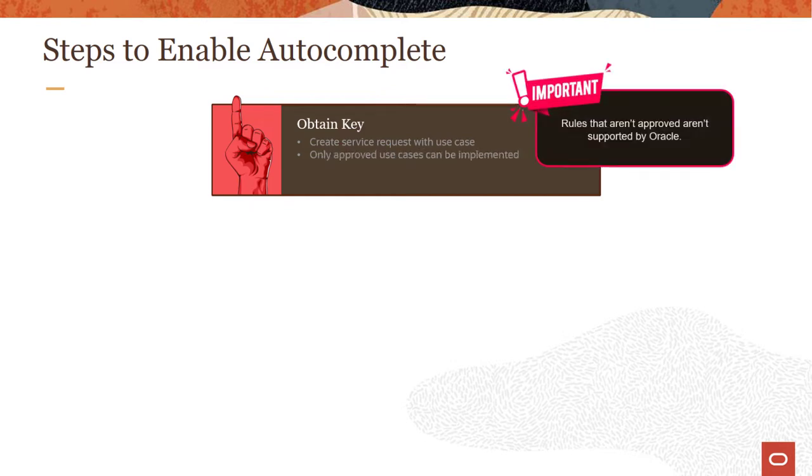It is important to note that only rules approved by Oracle are supported by Oracle. Customers get the keys once they are approved. They get approved if at least one submitted use case is approved.